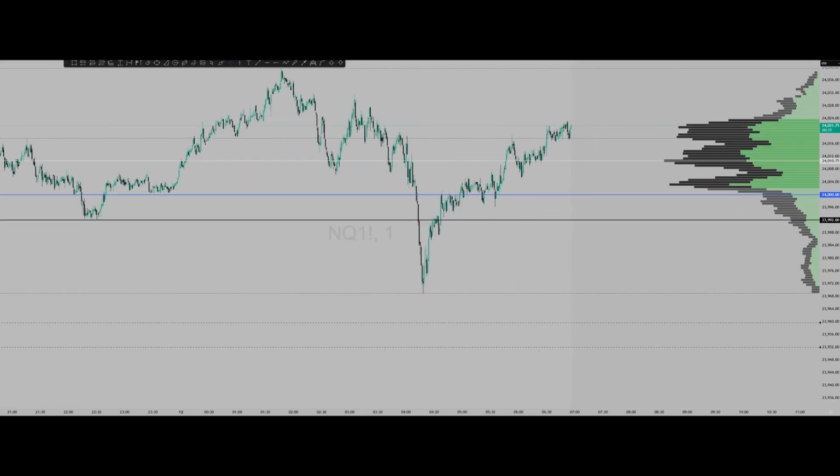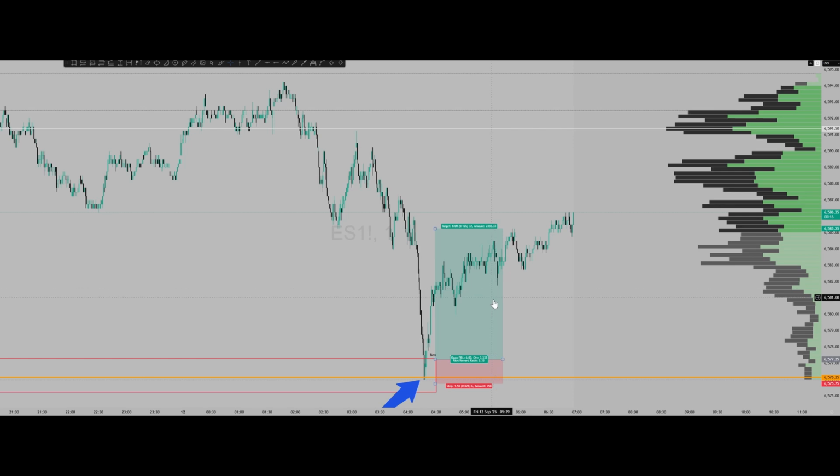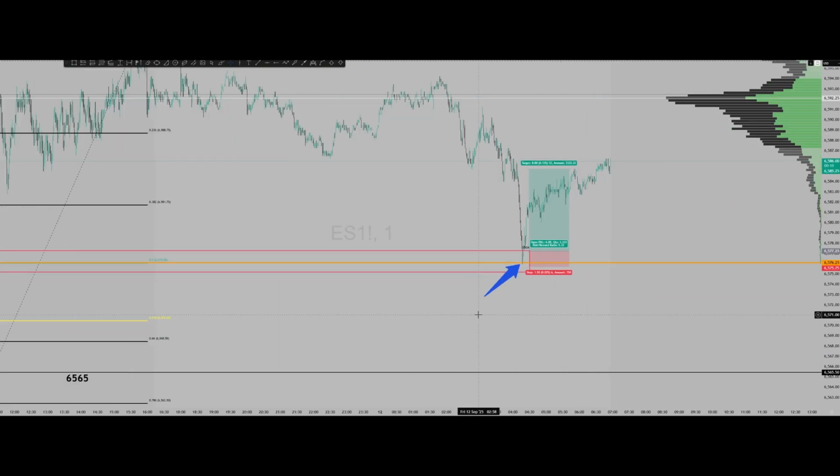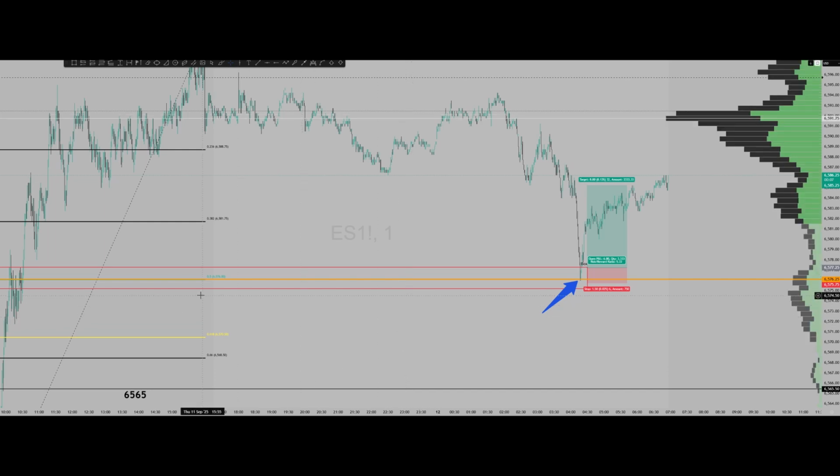Same setup. So I have it on ES. I follow the levels on ES because it's just more solid. NASDAQ is a little creepy, a little crazy, it tends to overextend and things like that. But this is like a primo setup for today, guys. One trade, done for the day.